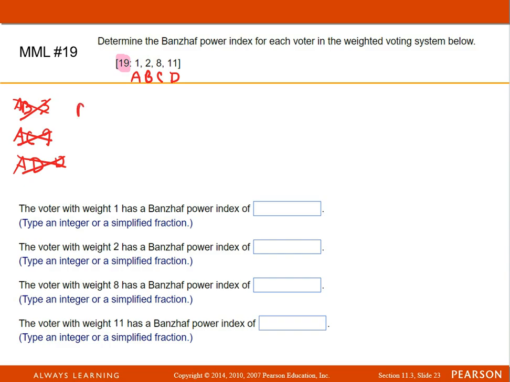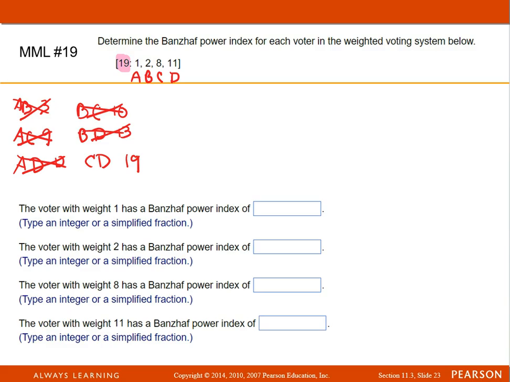Then we're looking at B and C. B and C, that's 2 plus 8, which is 10. Nope, not a winner. B with D, that's 2 plus 11, which is 13. Nope, not a winner. And then C with D would be the last one. Now that's 8 plus 11, which is 19. Ding, ding, ding! We have a winner.